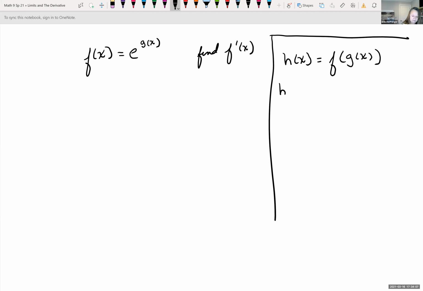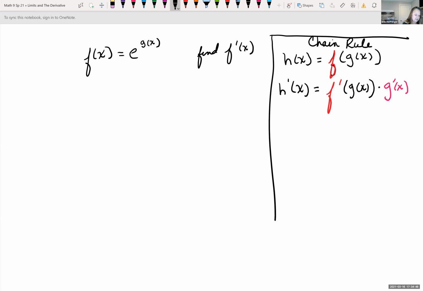If we took the derivative, h prime of x is equal to the derivative of the outer function, f prime, of the inner function, so the inner function stays the same, of g of x, times the derivative of g of x, the derivative of the inner function. This was the chain rule. So let's go back to e to the g of x and figure out what our inner function and outer function are.